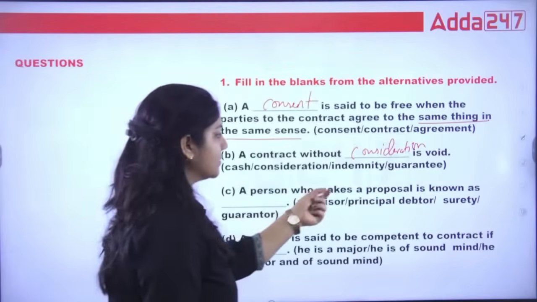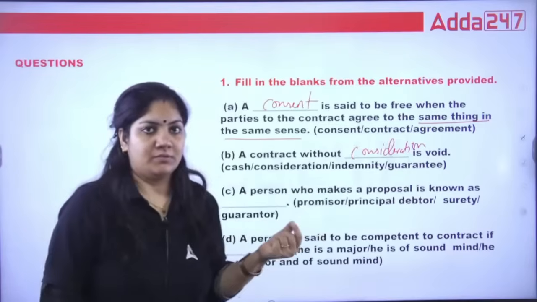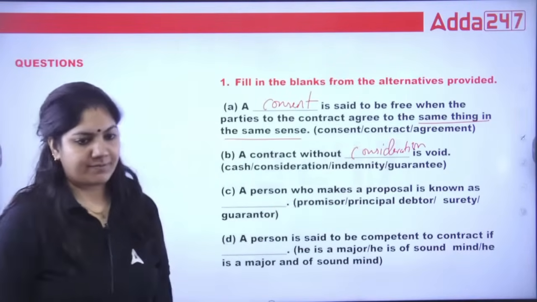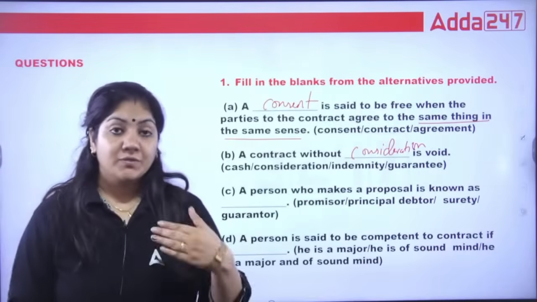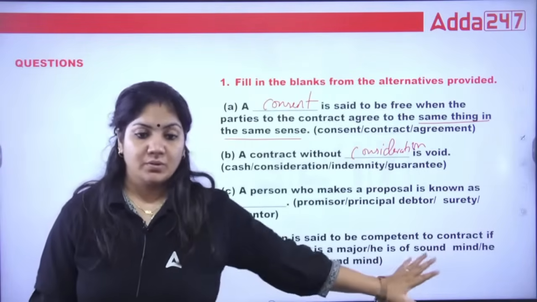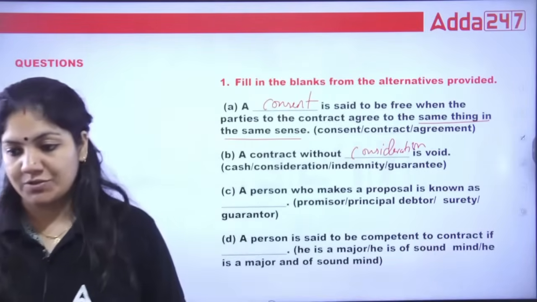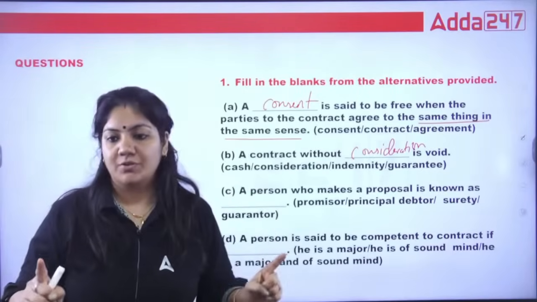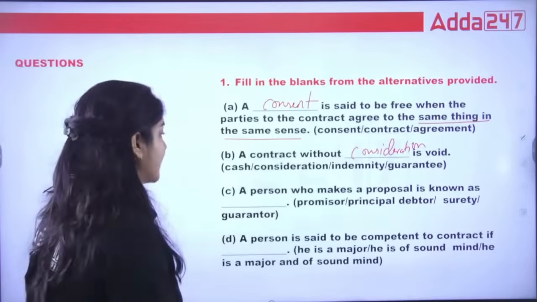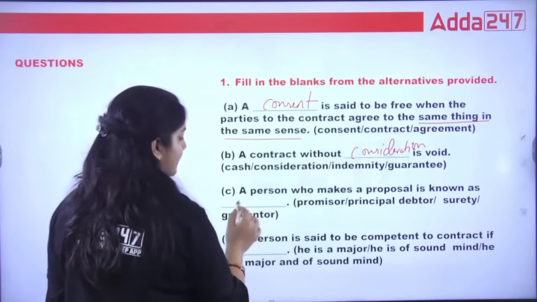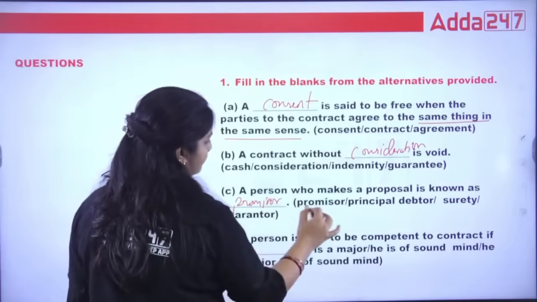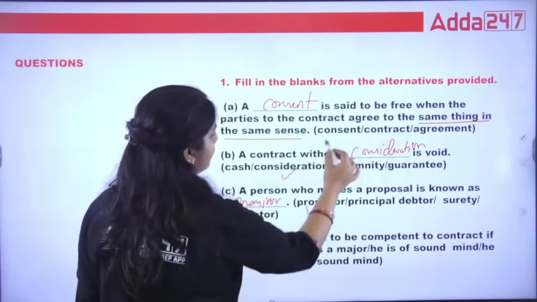A person who makes a proposal. What is this? Promisor, principal, debtor, surety or guarantor. You have to give me the answer. I am just telling you the way to learn the questions, and this is a quick, complete revision of the Indian Contract Act. So class, a person who makes a proposal is called the promisor. So this is the right answer.